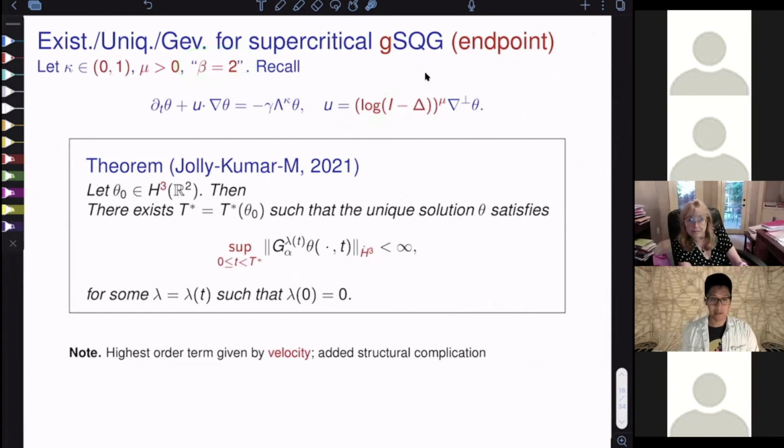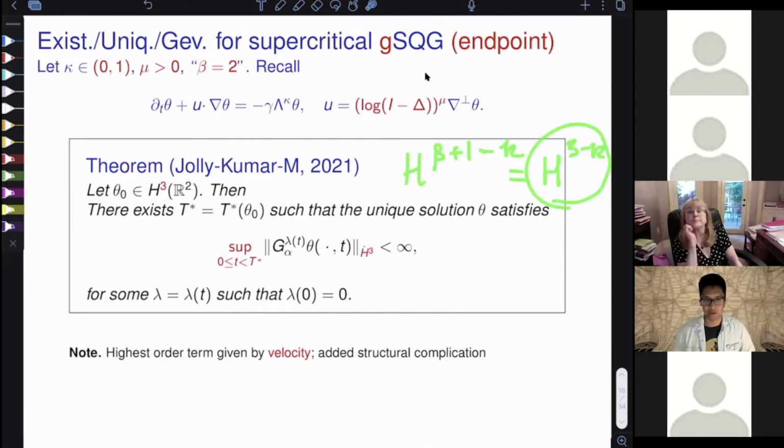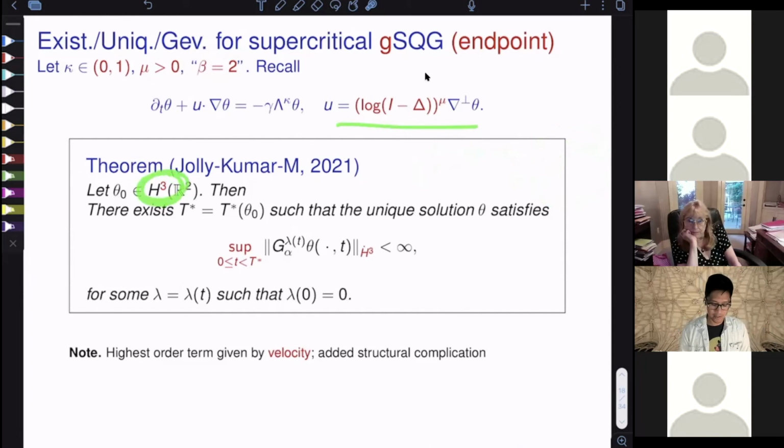And we're also able to have an analogous result here. Recall, if beta is equal to 2, then this is 3 minus kappa. So we're essentially just working just off of the critical space here. Of course, there is no scaling for this equation, and so we're only able to work just off it, essentially plus epsilon more.